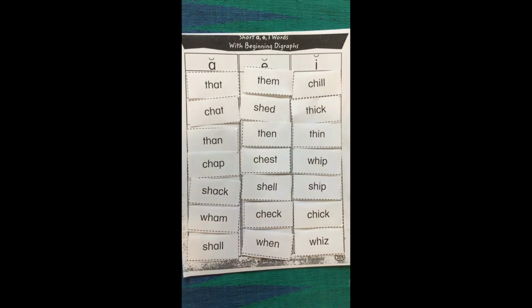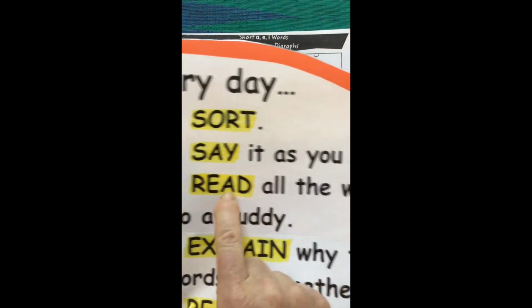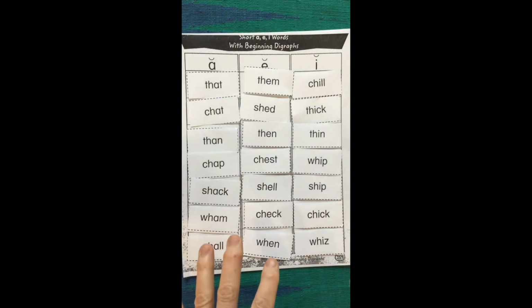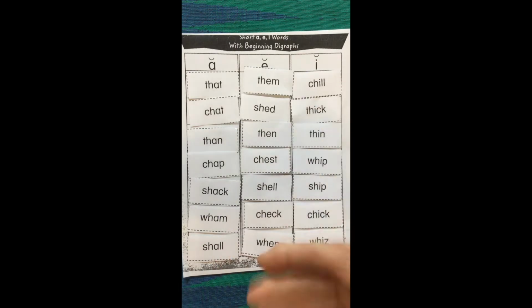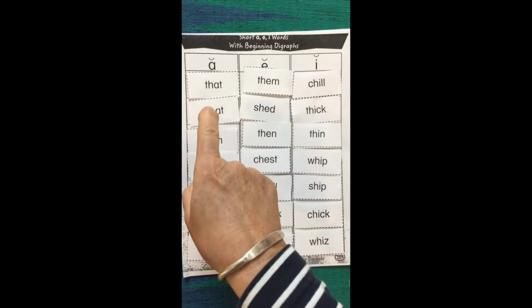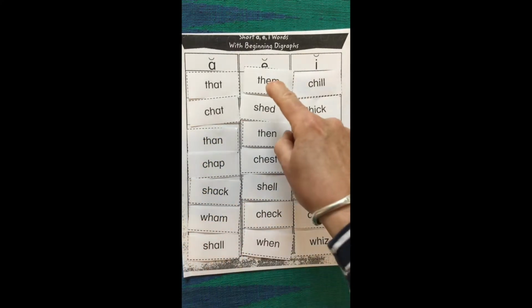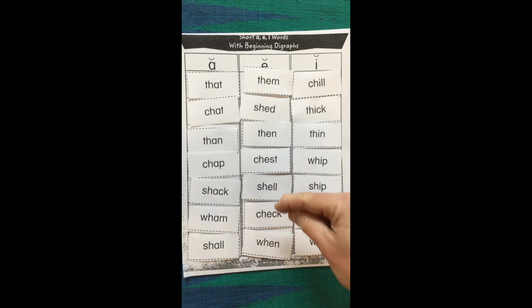So here you can see all the words are sorted, and as soon as they finish sorting them, they need to read all the words to a buddy. Once they get it all sorted, again, this is to cultivate automaticity. The next step would be to just quickly read them to whoever's listening. Or sometimes we would say, oh, read it to the table, because everybody else is trying to read theirs. So they would just quickly go, that, chat, van, chap, shack, wham, shall. Them, shed, then, chest, shell, check, when. Chill, thick, thin, whip, ship, chick, whiz.